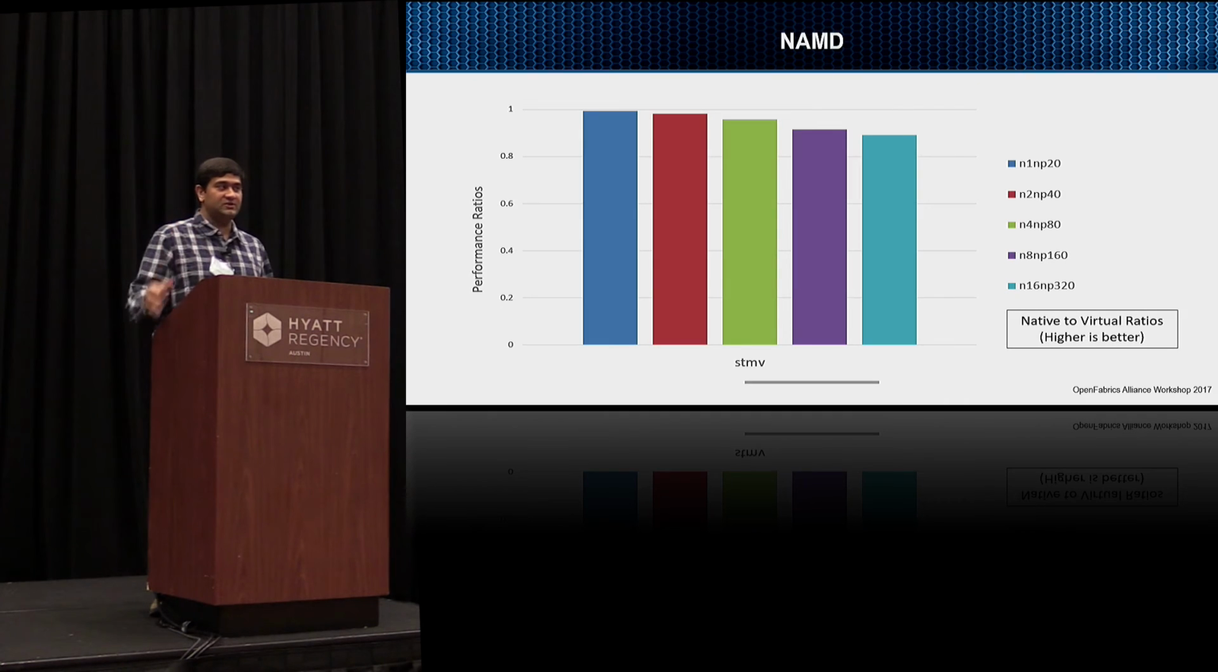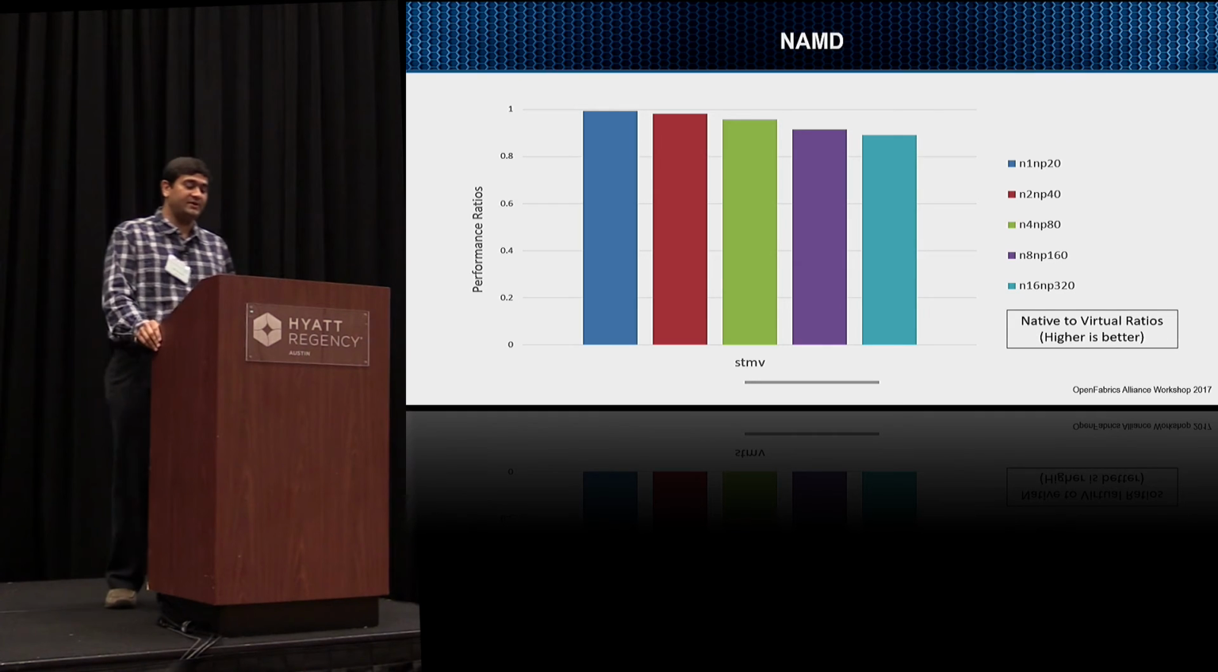And finally, they also looked at NAMD, another molecular dynamics code, to ensure that you get almost close to native performance, and that your hypervisor is not doing bad things at this point.